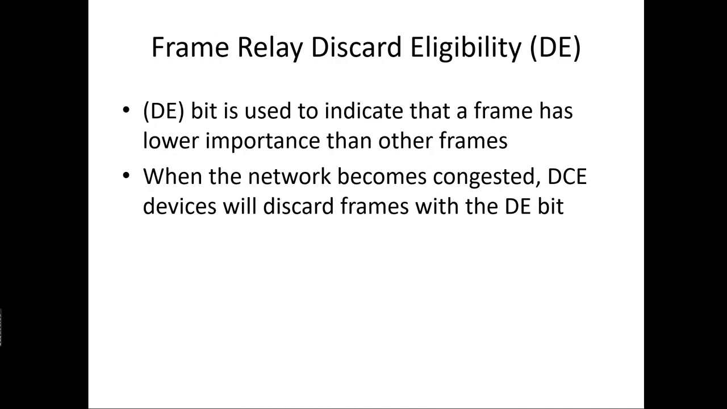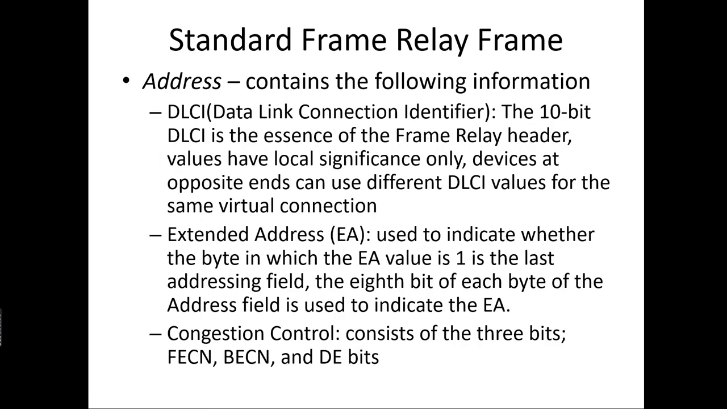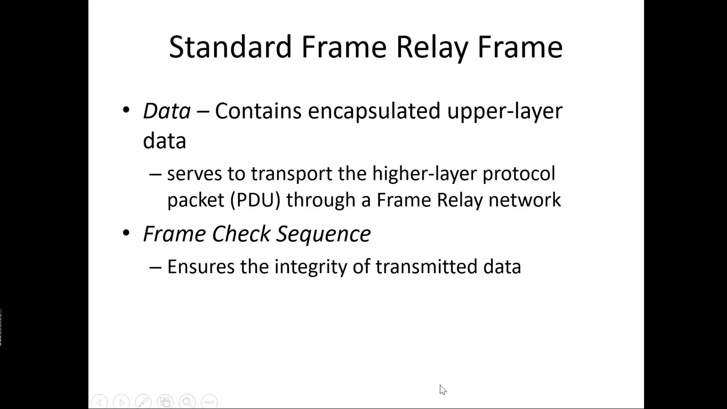Yes, it's the discard eligibility bit. So this discard eligibility, the name itself tells, it has got a lower priority, and in case of congestion, this will be discarded. This has the eligibility to get discarded first. So that is it. And yes, FECN, BECN, and the DE bits.